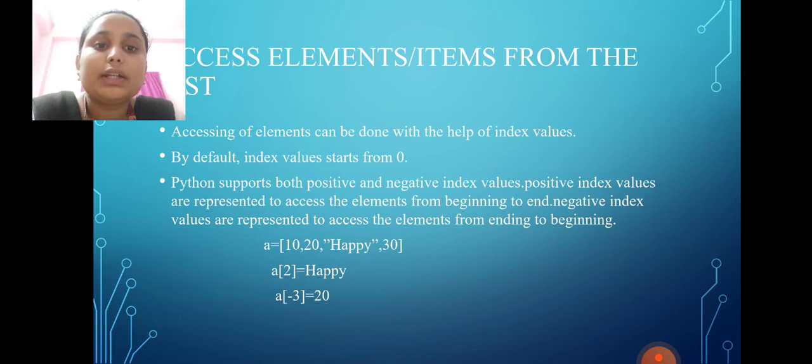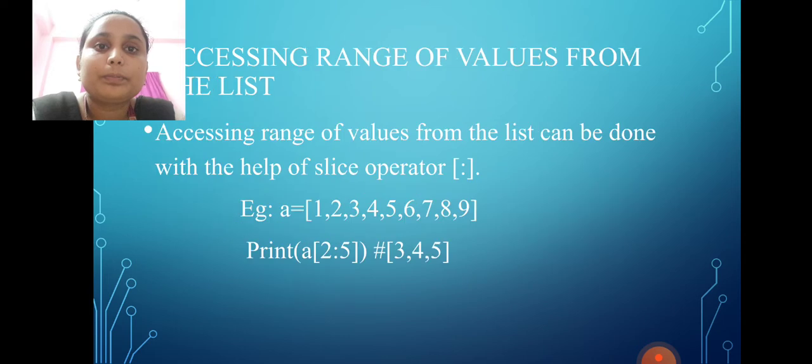Here I have given a list. A is equal to [10, 20, "happy", 30], which is enclosed in square brackets. I have to access the element, that is A of 2. Then it returns happy. A of -3 returns 20.